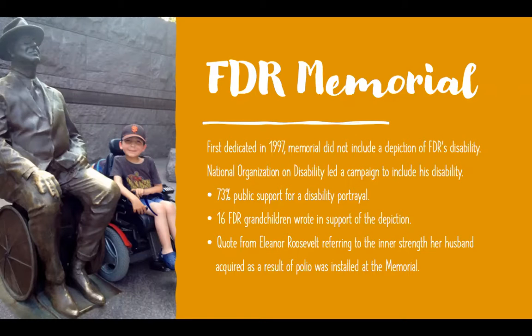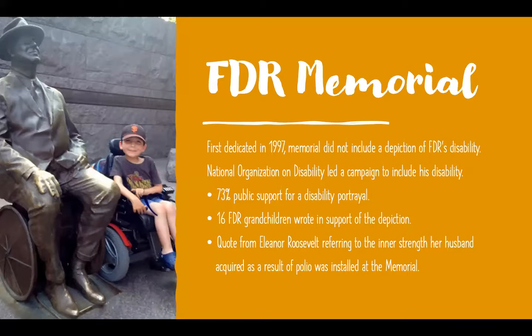So that became something that the National Organization on Disability became aware of, and they led a campaign to include FDR's disability. And eventually the campaign was joined by over 50 disability organizations. Then a Harris poll in the 90s revealed that 73% of the public supported disability portrayal. And further, 16 of FDR's grandchildren wrote a letter in support of this depiction. Legislation was passed the night before the dedication in 1997 to add the wheelchair statue, to add FDR's disability to the memorial. So the wheelchair statue was eventually added and dedicated on January 10th, 2001.